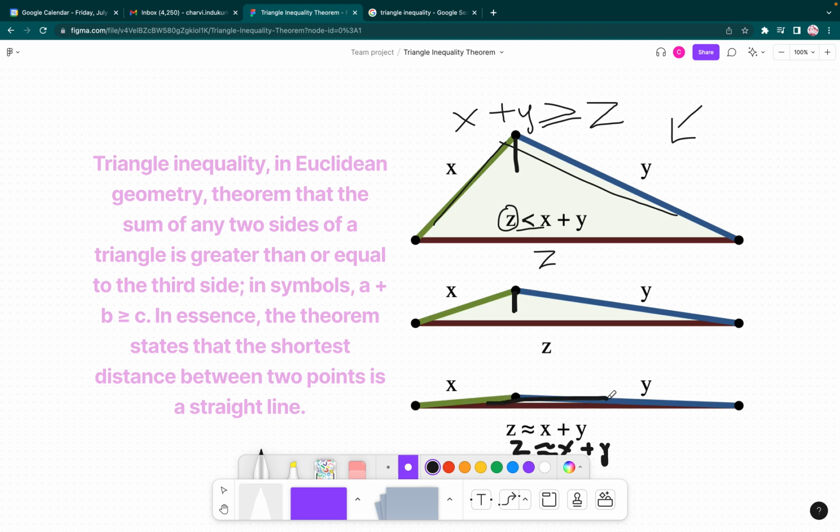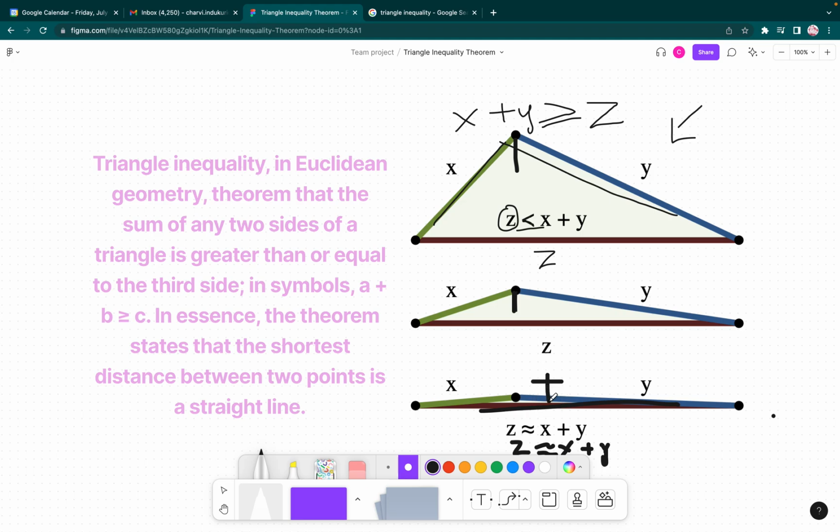But suppose Z was longer, suppose it was this long, and then X plus Y pushed down completely is less than Z. Well, then that is not a proper triangle. You cannot have a triangle where Z is longer than X plus Y.